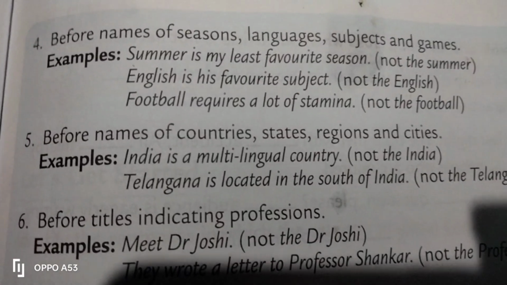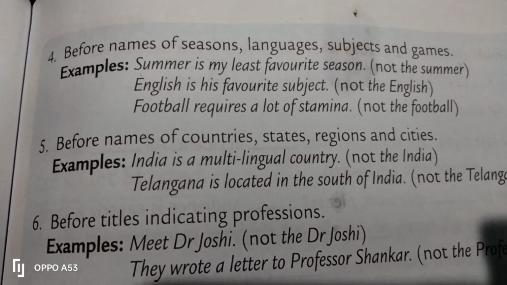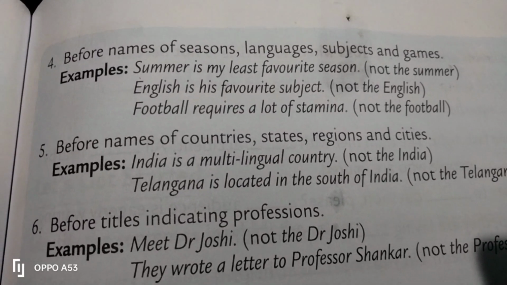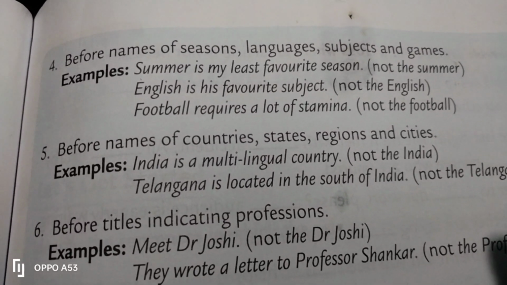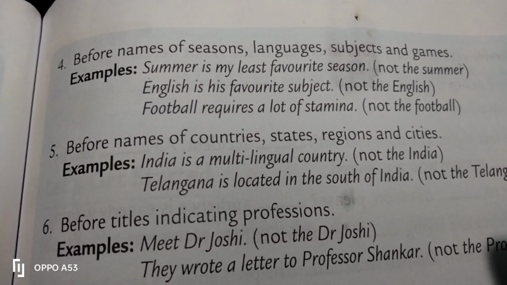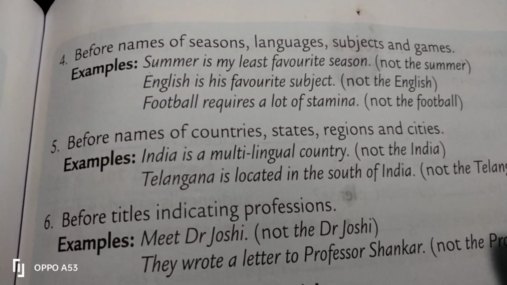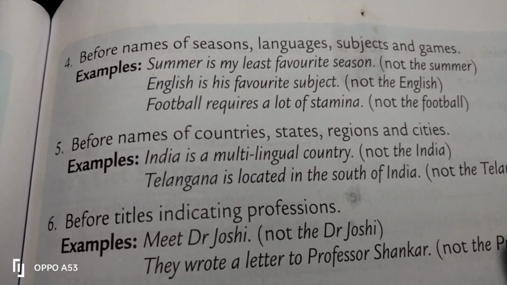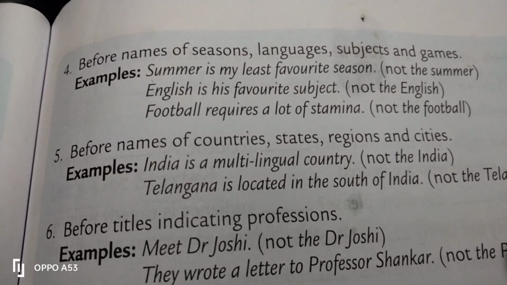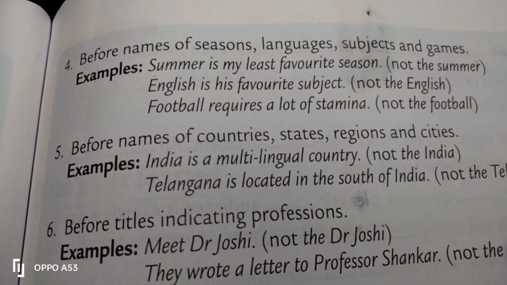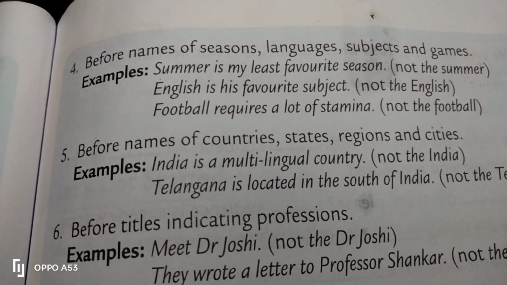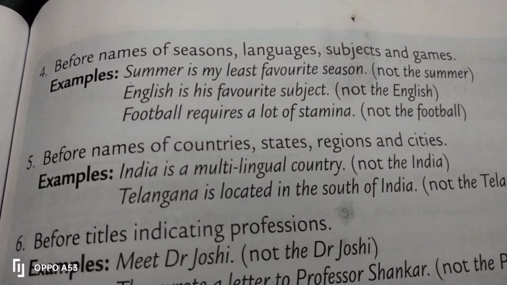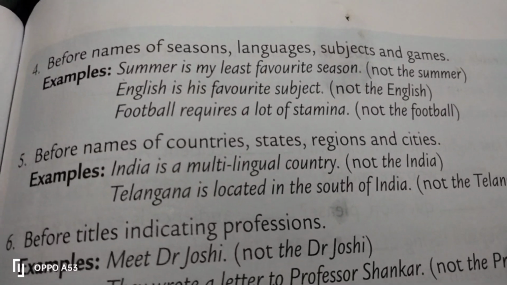Let us look at the fourth rule where we are omitting the definite article: before names of seasons, languages, subjects and games. You remember the names of the seasons, the languages, subjects and games. We don't normally use any definite article. We don't say the English, the mathematics, the football, the badminton, etc. The season like the summer, nothing we use, because they have their own speciality and specific attention in the word itself.